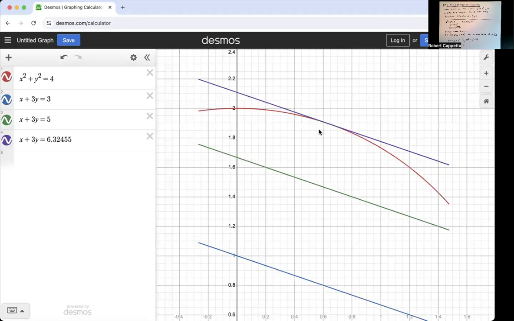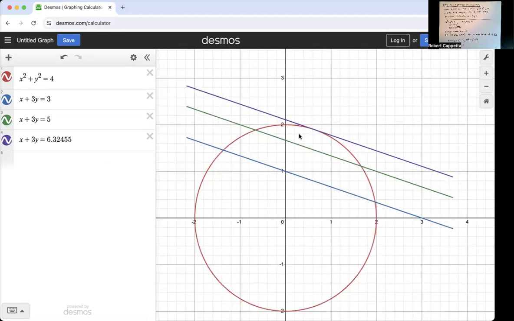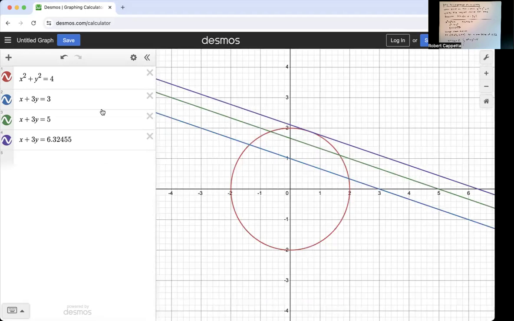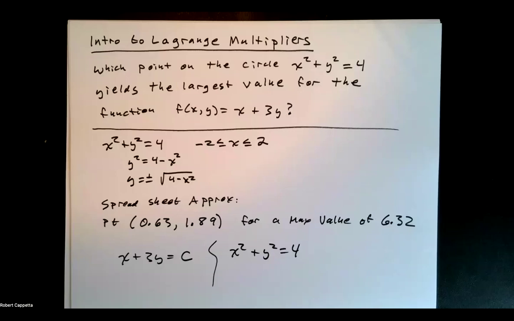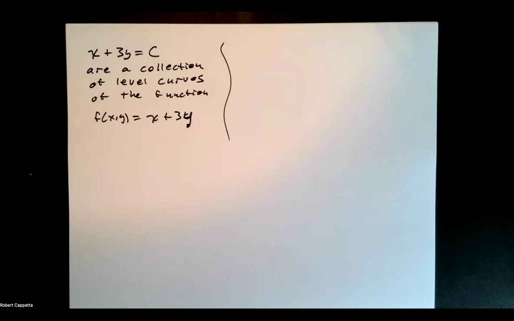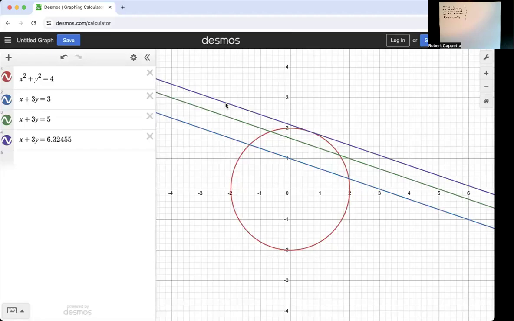Now, what does the geometry tell us here? What am I looking for? I want you to recognize these lines, x plus 3y equals 3, x plus 3y equals 5, x plus 3y equals 6.32455. These are all level curves. So let's do an analysis of those level curves and build our procedure known as the method of Lagrange multipliers. x plus 3y equals c is a collection of level curves of that function f of x, y equals x plus 3y. And we saw all of those lines going through that circle, these various level curves for different constants.